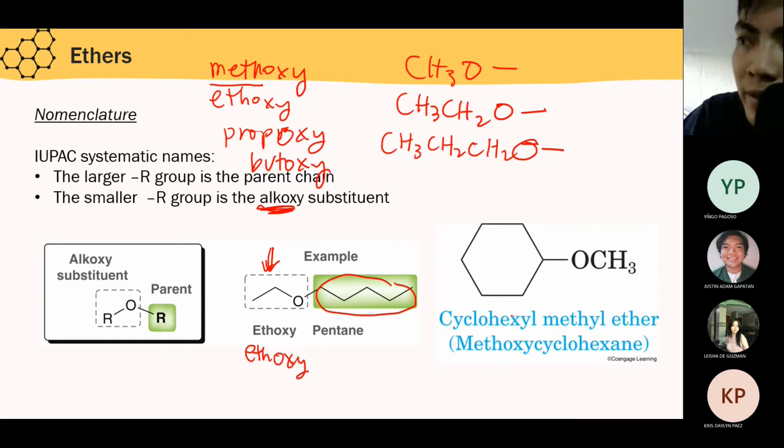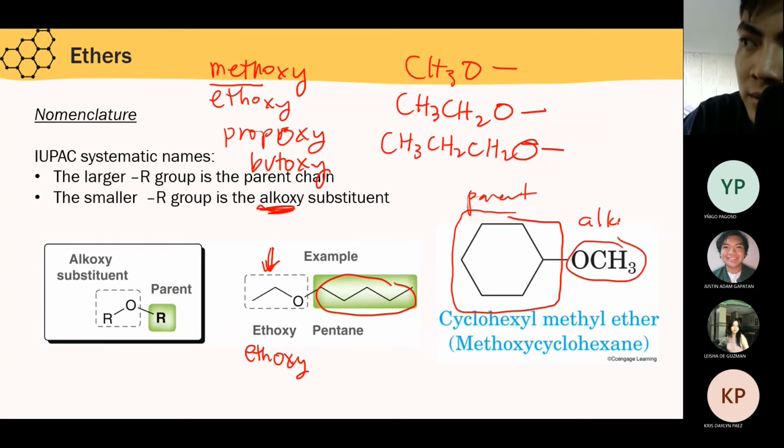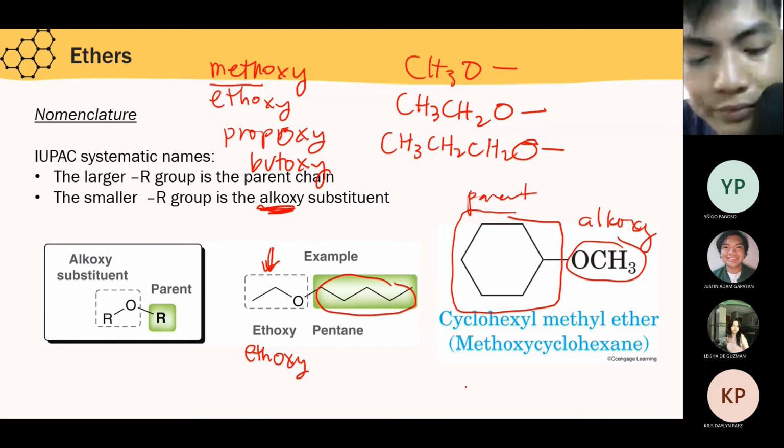Ito, hindi ko na-explain pala. This one's called methoxycyclohexane. Kasi obviously, ito yung larger R group. So this is your parent. And ito yung alkoxy mo. Methoxy. Yan. So methoxycyclohexane. Okay? So ganun lang siya.